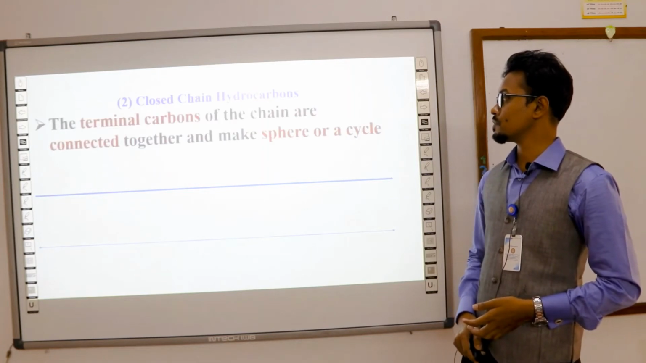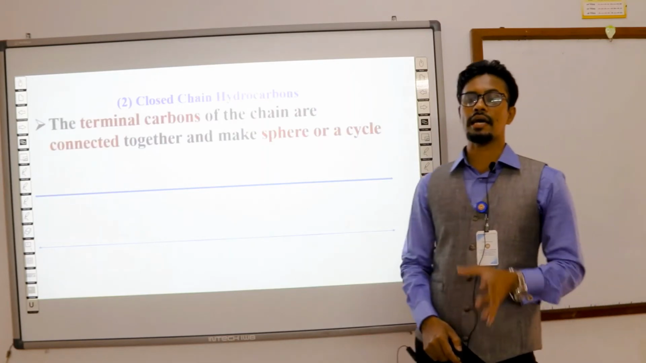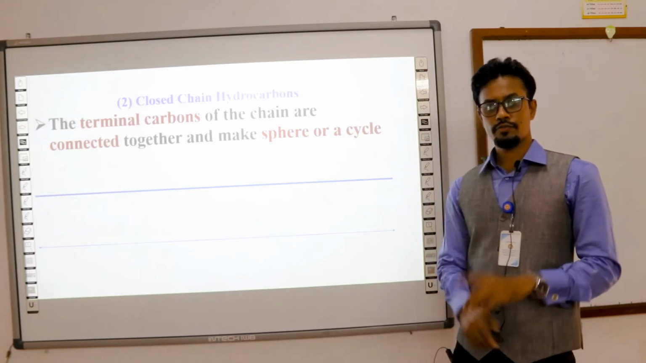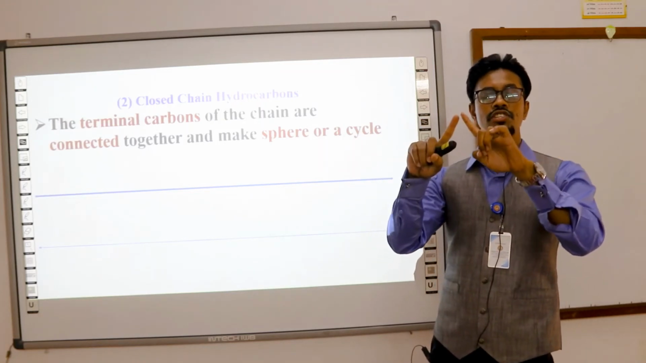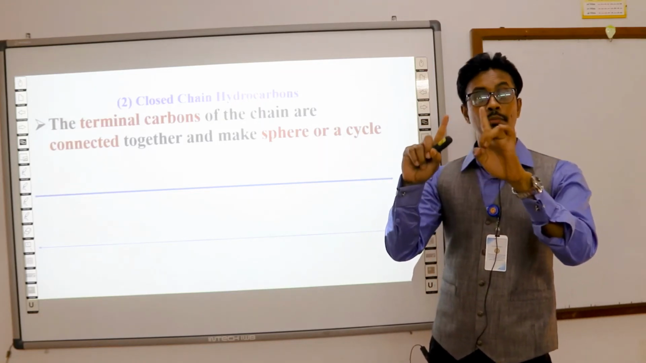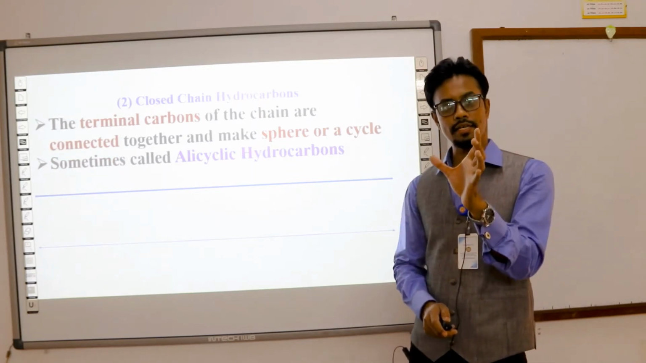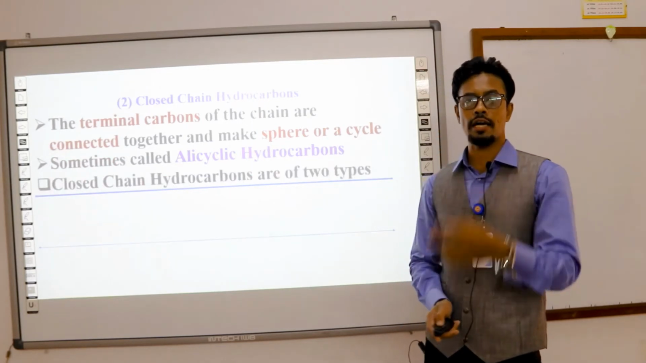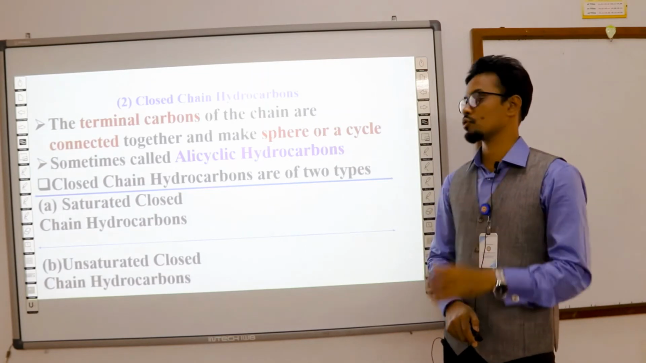Closed chain hydrocarbons: the terminal carbons of the chain are connected together and make a cycle. The first and last carbon are connected with each other and make a cycle. It is called closed chain hydrocarbons. Sometimes it is called alicyclic hydrocarbons. Closed chain hydrocarbons are of two types: saturated closed chain hydrocarbons and unsaturated closed chain hydrocarbons.